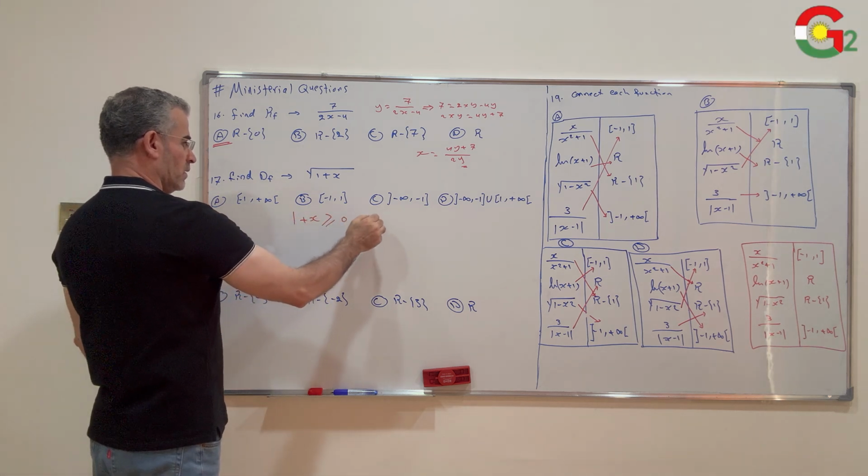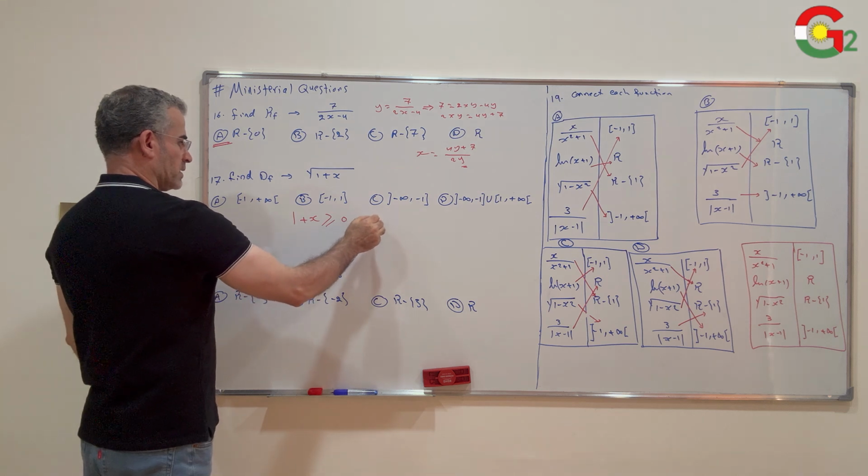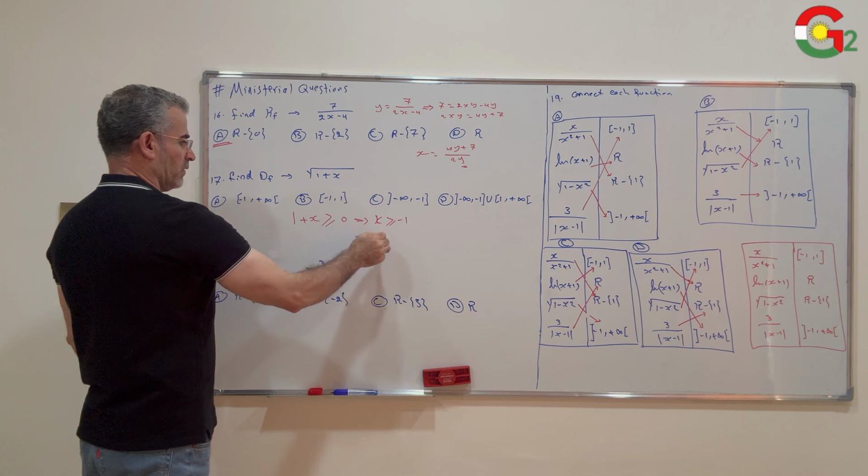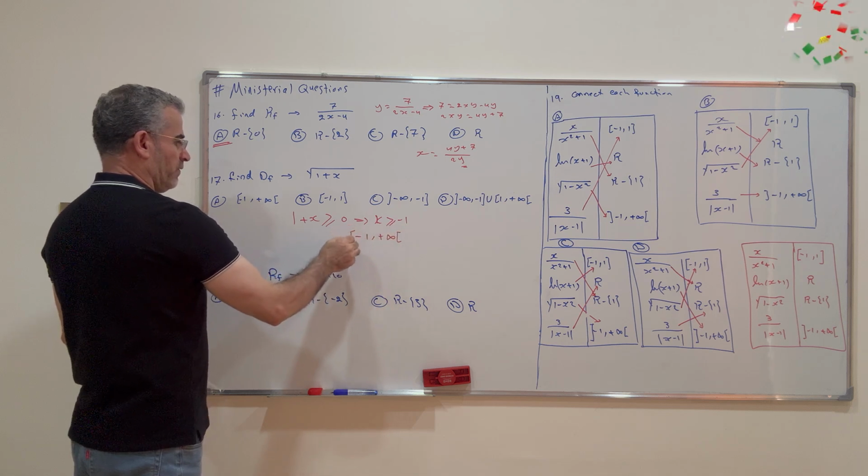Find the domain of the function square root of 1 plus x. Set 1 plus x greater than or equal to 0, then x greater than or equal to negative 1, then the domain is negative 1 to positive infinity.